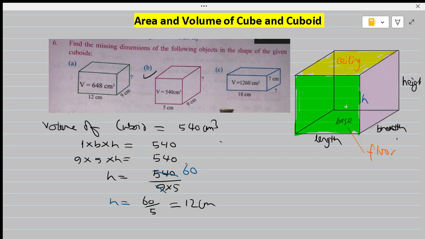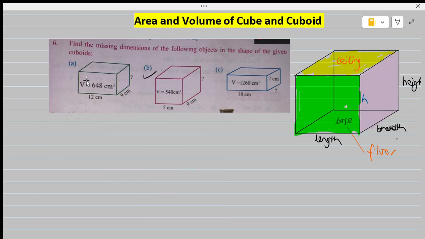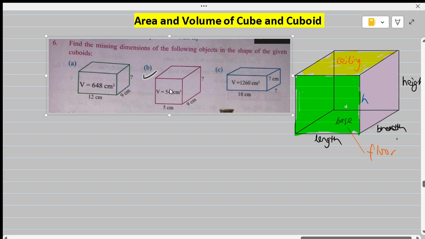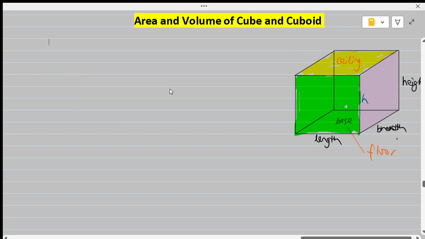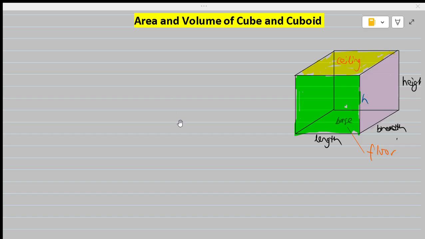So B, I made it clear. A and C, you can try yourself. Alright, so for the next number, I make this clear here. Okay, so number 7.